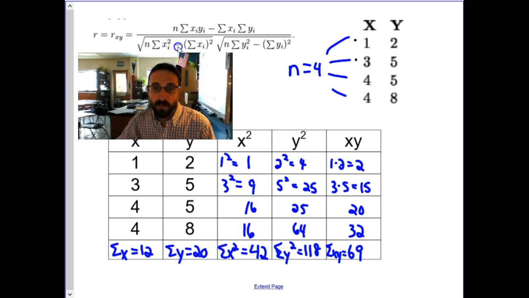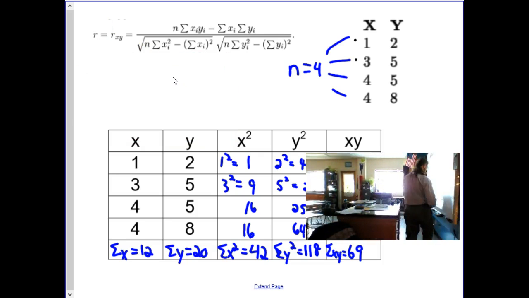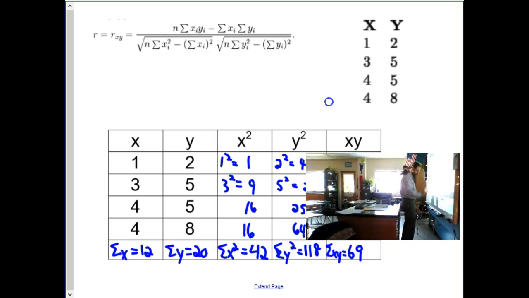Now I've got all the pieces of data. Now I need to actually plug them into this formula correctly and be very careful when I do it on a calculator. All right, I've moved myself out of the way. Let's go ahead and do this. I know my n is 4. So let's bust it out.